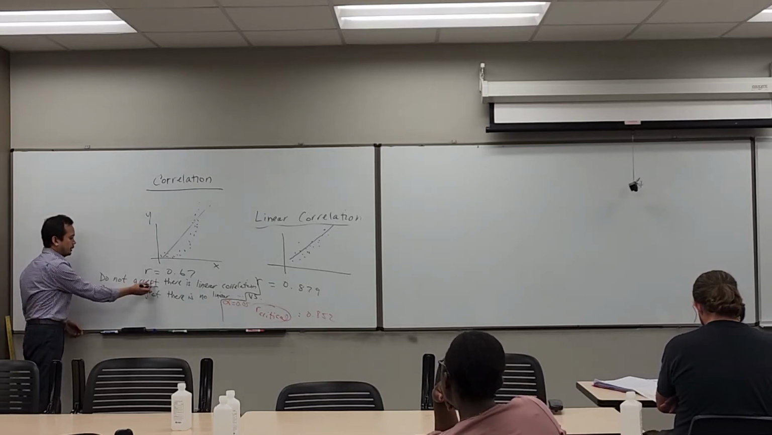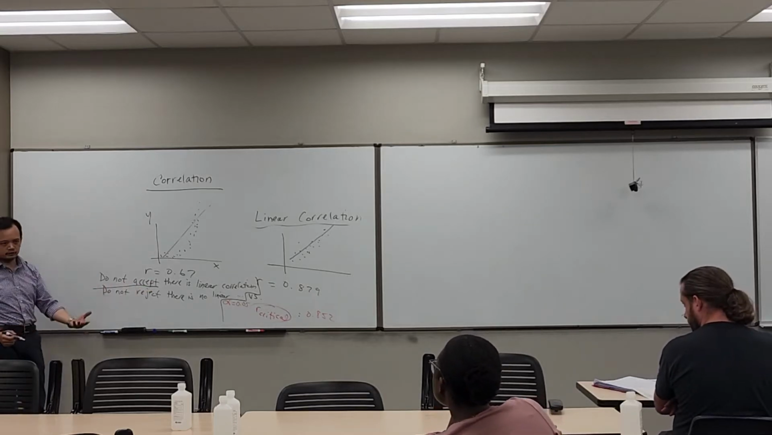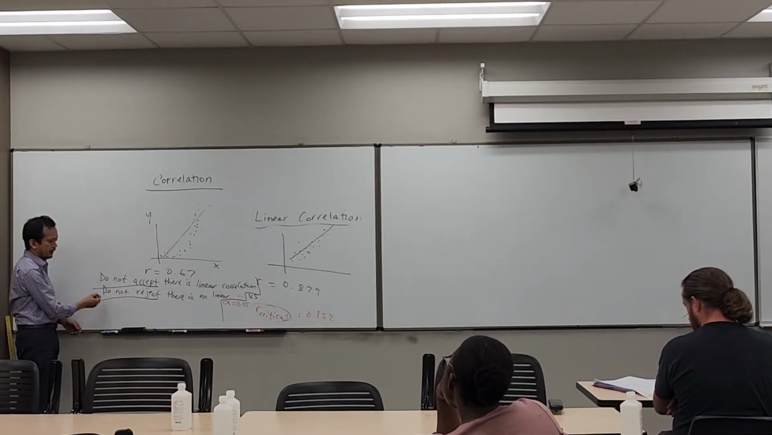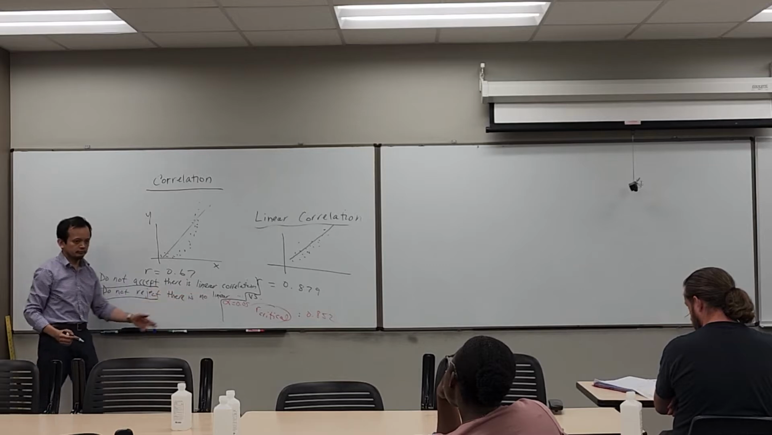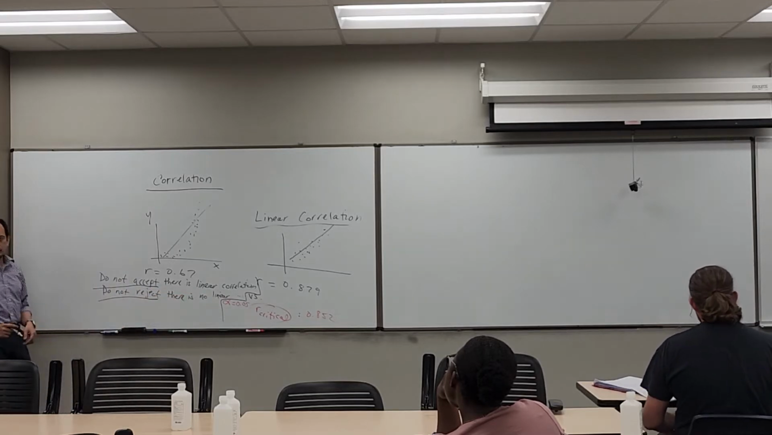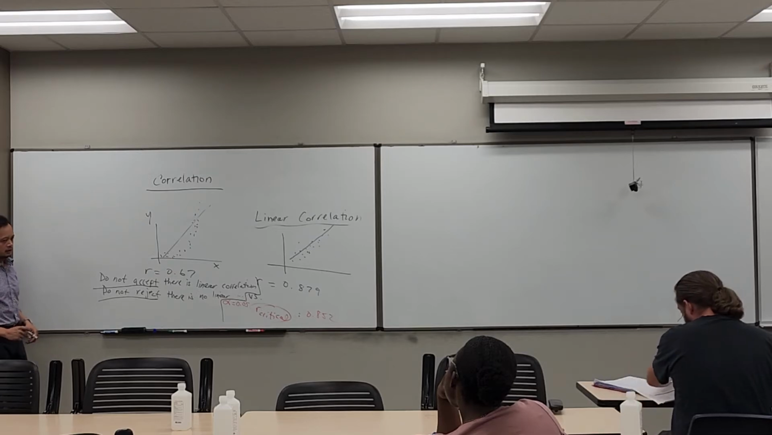And remember, do not accept doesn't mean reject. You're just leaning towards rejecting that there is linear correlation. And do not reject doesn't mean accepting that there's no linear correlation, but you're leaning towards accepting that there's no linear correlation. Any questions?